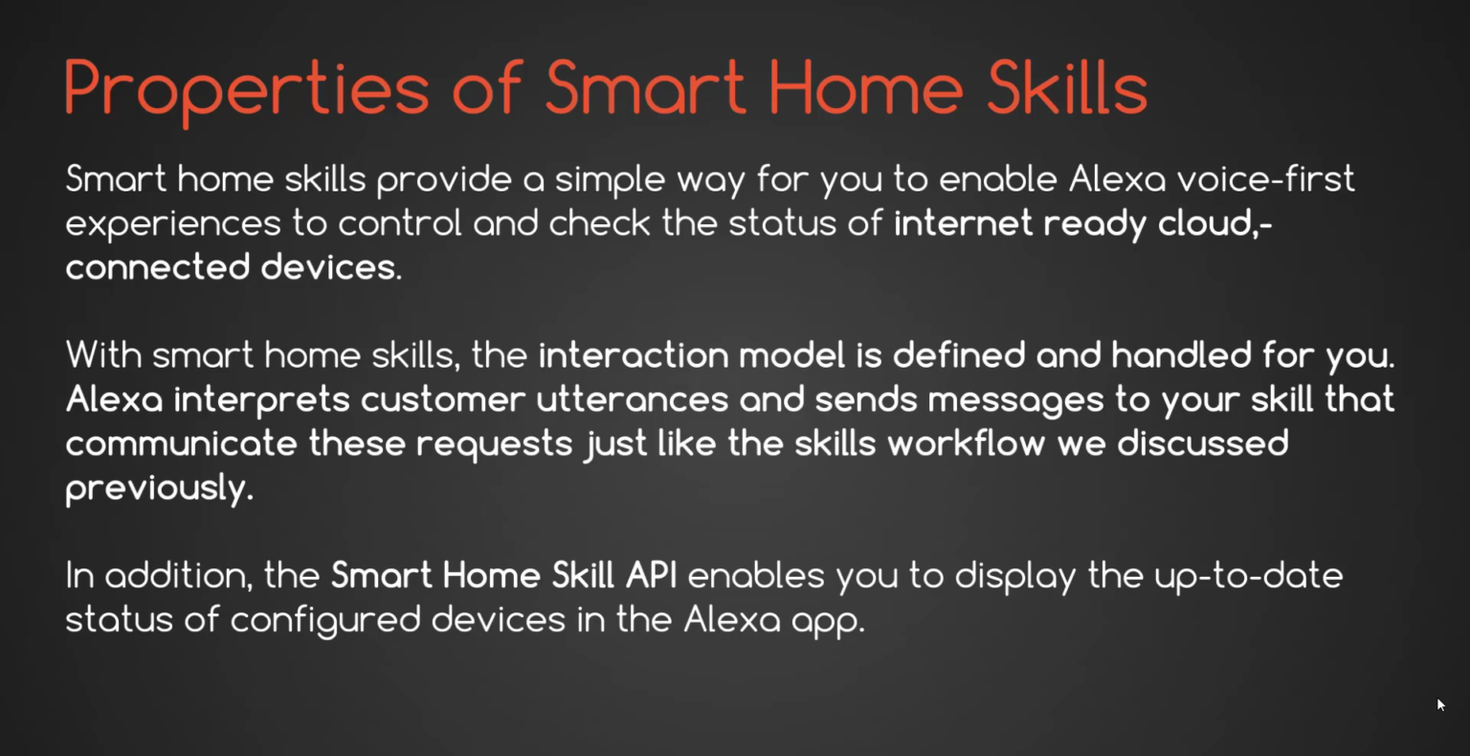As you can imagine, communicating to devices is very different than communicating to typical online devices like phones, tablets, or computers that are powered by powerful processes and have plenty of memory in comparison to typical devices. Smart home skills provide a simple way for you to enable Alexa voice-first experiences to control and check the status of internet-ready cloud-connected devices. With smart home skills, the interaction model is defined and handled for you. She interprets customer utterances and sends messages to your skill that communicate these requests, just like the skills workflow we previously discussed. And in addition, this skill category API enables you to display up-to-date status of configured devices in the Alexa app.